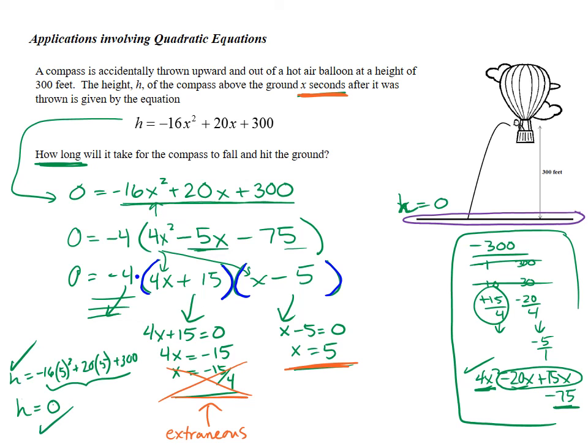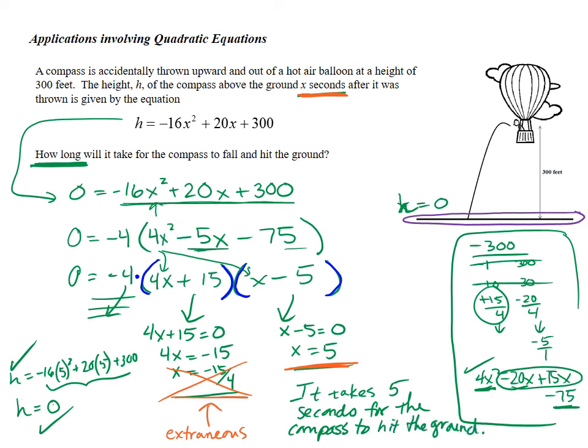So to answer a word problem, we'd always want to state our answer in a sentence that refers back to the situation. We were asking ourselves, how long would it take the compass to fall and hit the ground? It's going to take 5 seconds. So we'll say it takes 5 seconds for the compass to hit the ground. So there's our first example involving quadratic equations, and this example that's been coming back repeatedly, all solved.